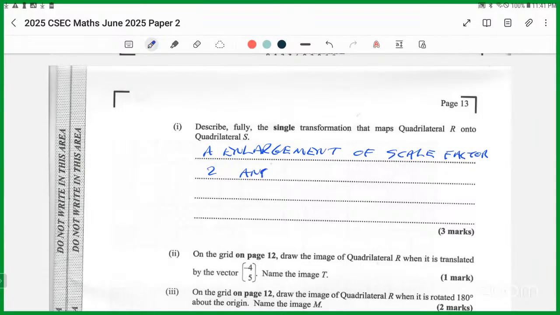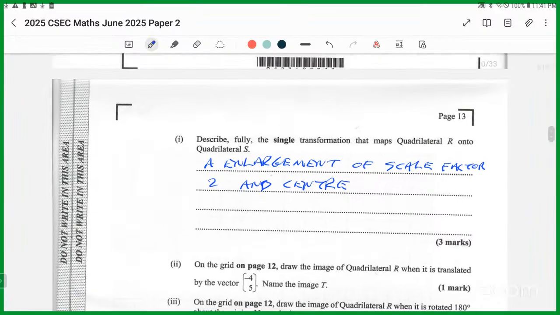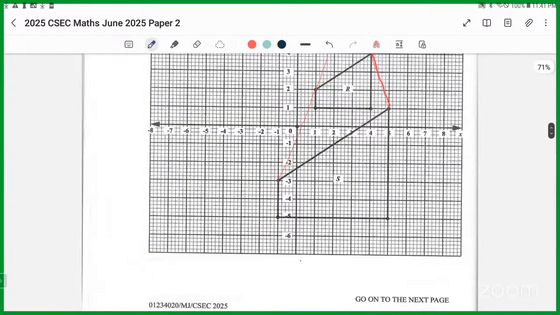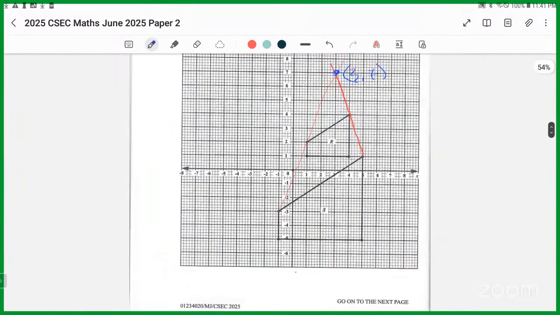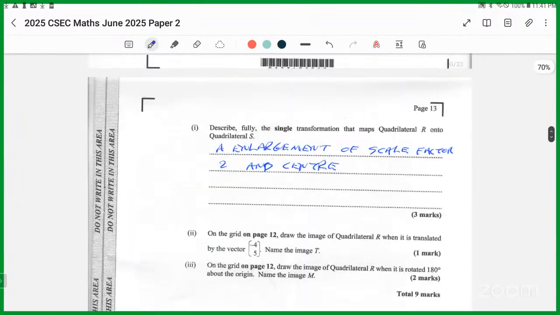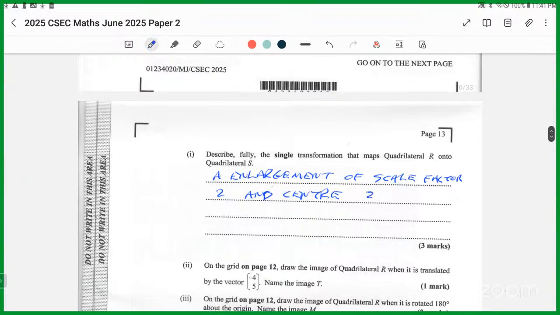And center 3, 7. Yes, that is 3, 7. Center 3, 7. To describe an enlargement, I give 3 things. I give the name and the 2 components, which are the scale factor and the center. To describe it fully. Is the word fully there?